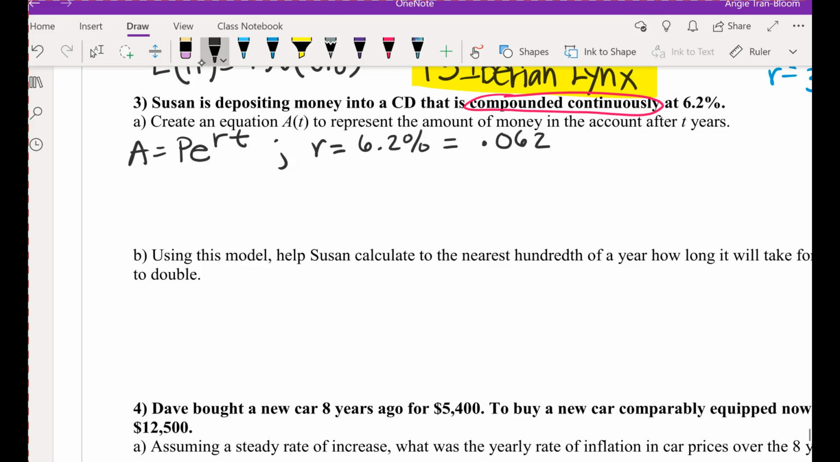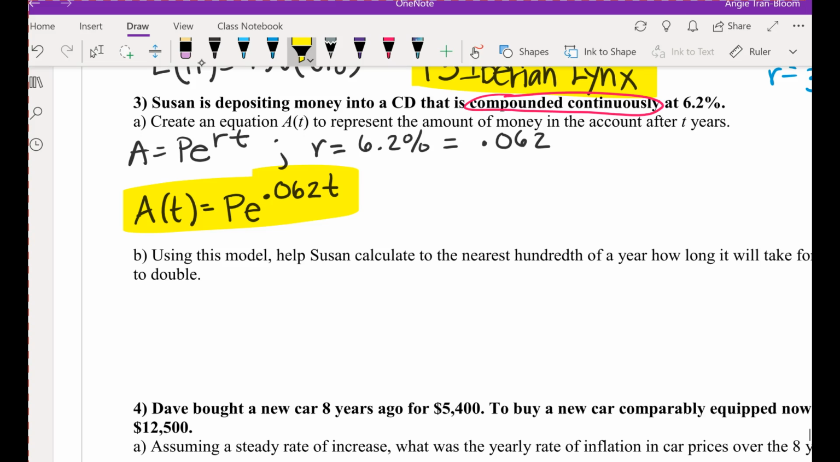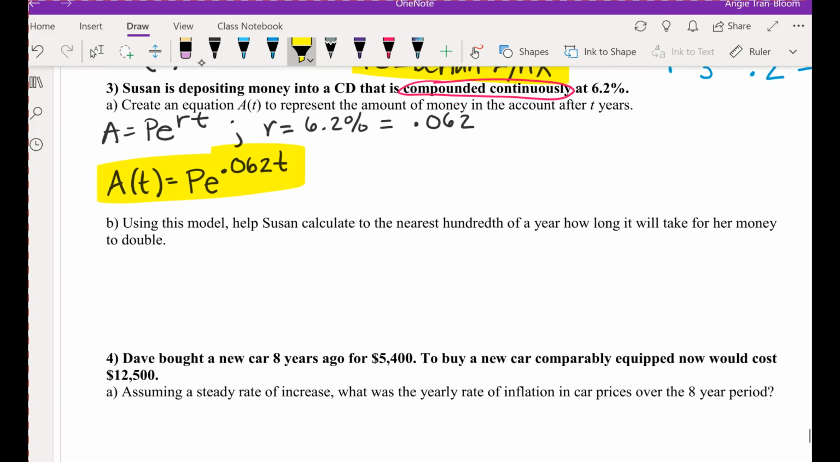As you can see, they never gave you the beginning investment amount, and they never told you the ending investment amount. But they do want you to write an equation A of T. So that's what we are going to start. A of T equals, since we don't know what P is, we're going to keep P as P, which is the initial investment amount. E, is that a variable? No, it is a number. Your interest rate is converted to decimal, 0.062, and then T, we're going to leave it as T. So that is our equation for example 3.